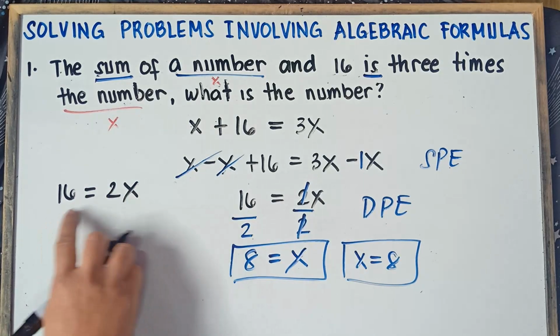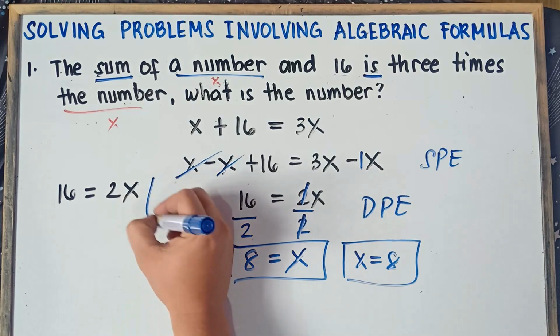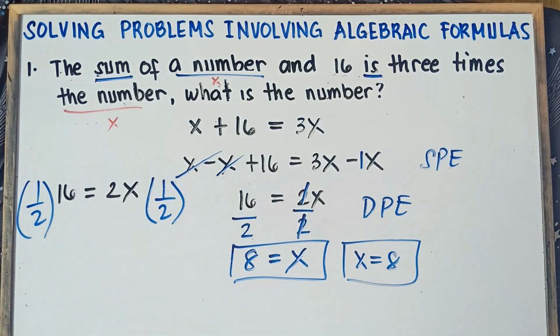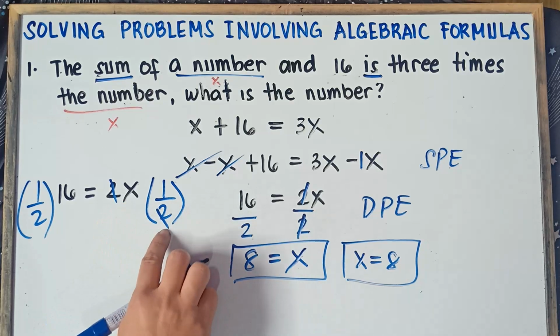To get the value of x, class, you can apply the multiplication property of equality. You can multiply both sides by 1/2. Multiply both sides by 1/2, because we can simply cancel this out. Because 2 times 1/2 would be 1.